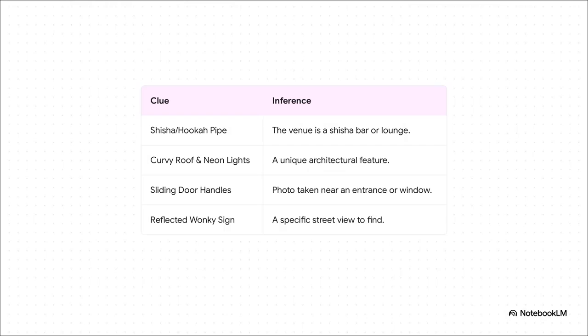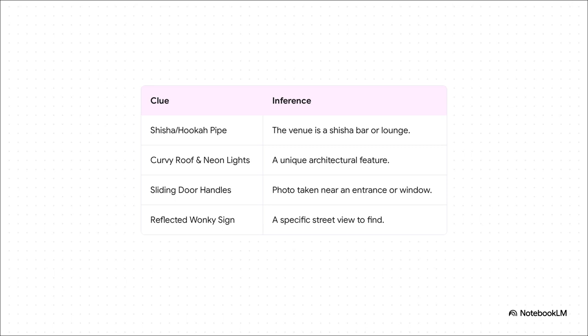And this is a perfect example of pivoting in action. In a real case, an investigator had to figure out where this one blurry photo was taken. They didn't just stare at it, they broke it down. They saw a shisha pipe on a table. Okay, what does that tell you? It's probably a shisha bar or a lounge.